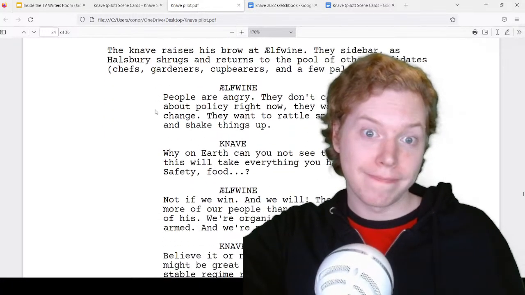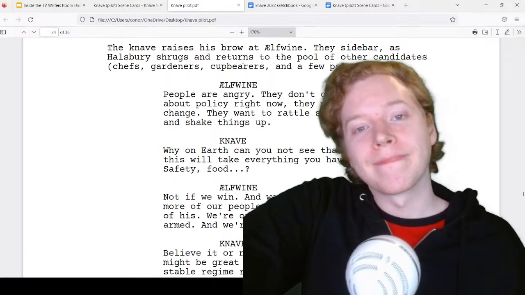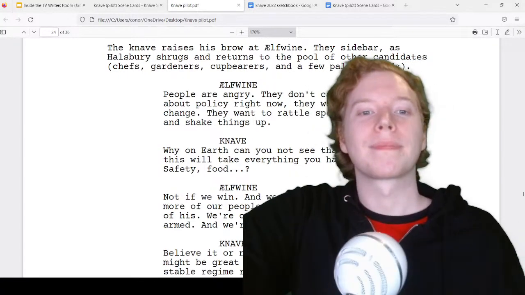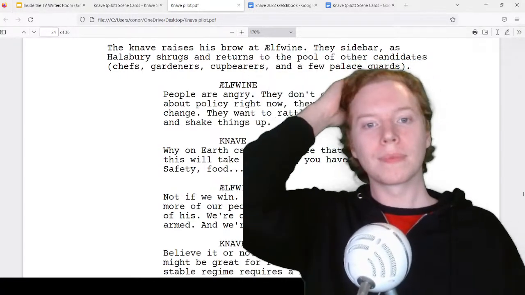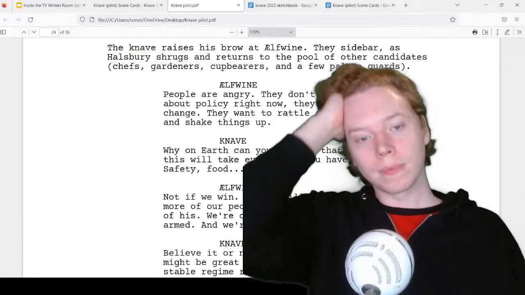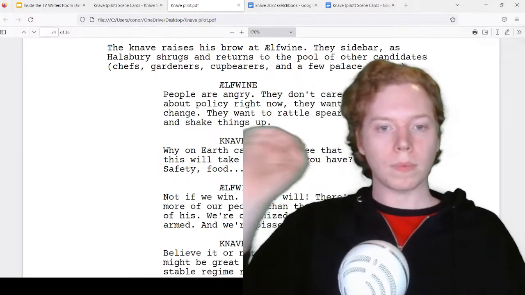Platform of what? The knave raises his brow at Alfwine. They sidebar as Halsbury shrugs and returns to the pool of other candidates. Chefs, gardeners, cupbearers, and a few palace guards.